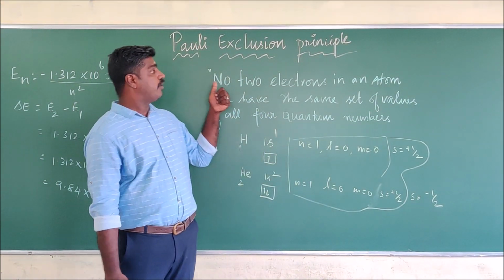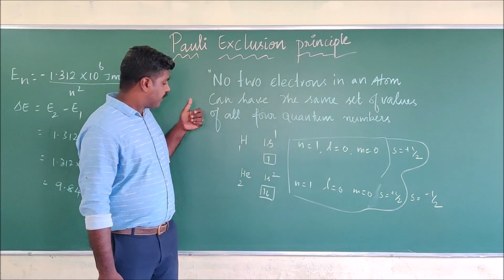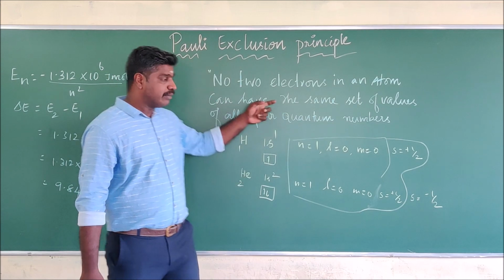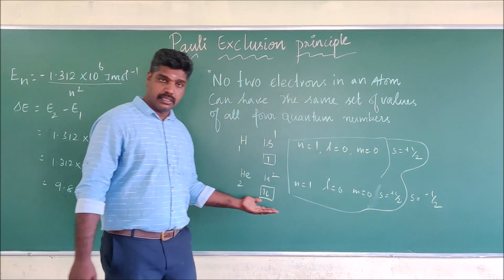Okay, that's what the Pauli principle states: two electrons in an atom can have the same set of values or not the same.